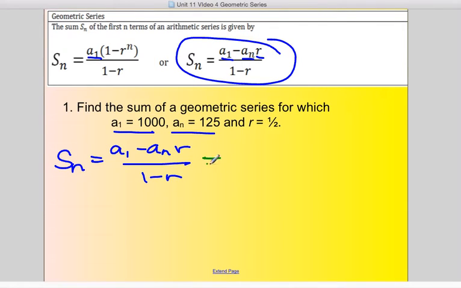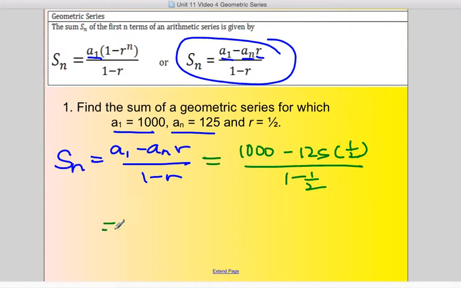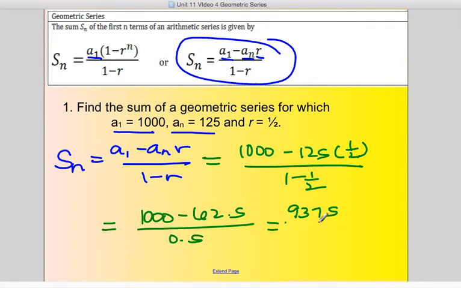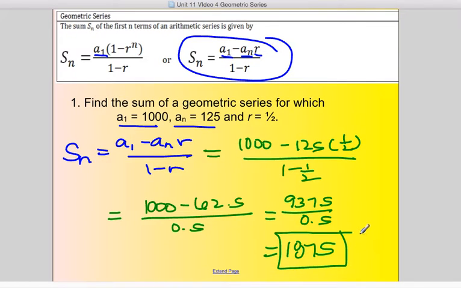We are finding 1,000 minus 125 times r, so times 1/2, over 1 minus 1/2. Okay, so I would have 1,000 minus 125 divided by 2 is 62.5 over 0.5. 1,000 minus 62.5 is 937.5 divided by 0.5 gives you 1,875. So the sum for that geometric series from 1,000 to 125 is 1,875.